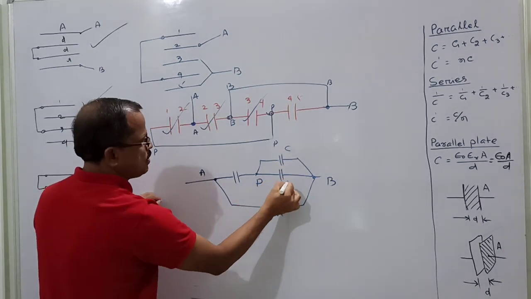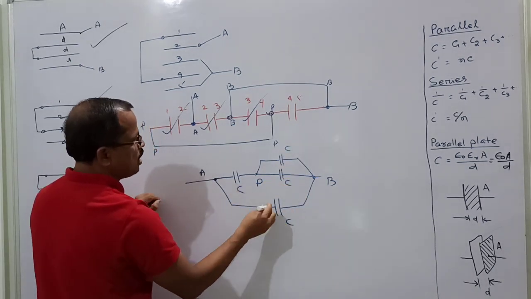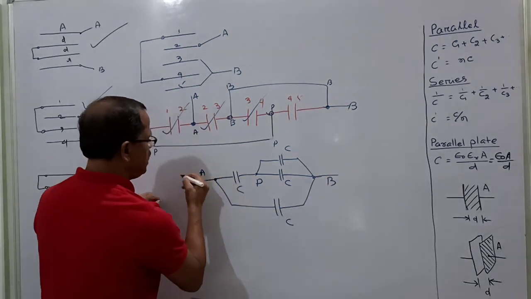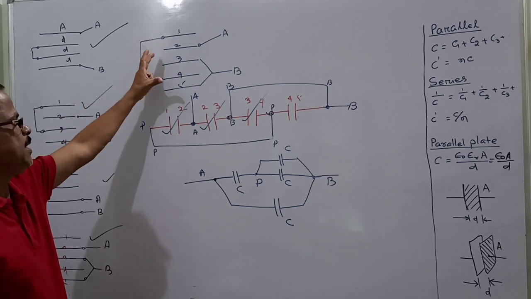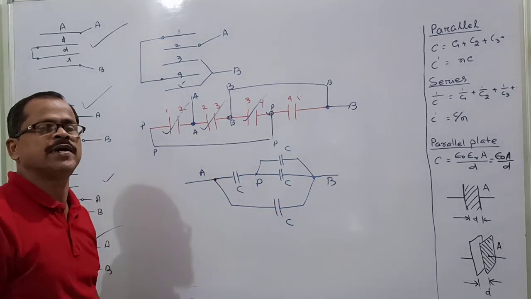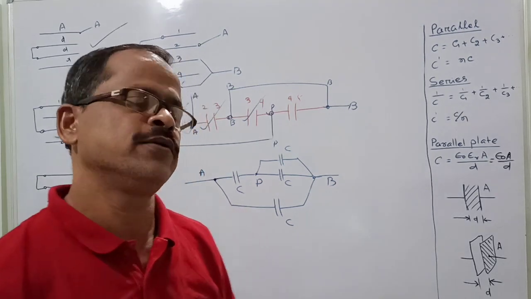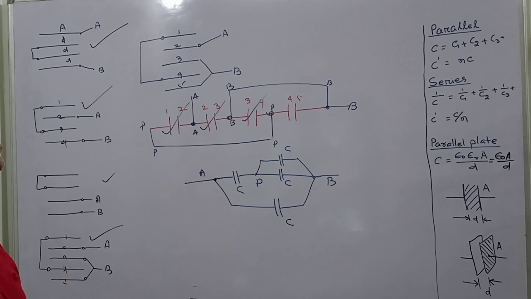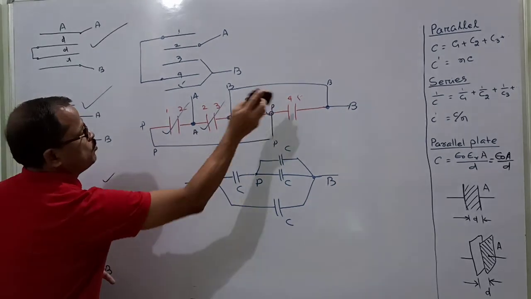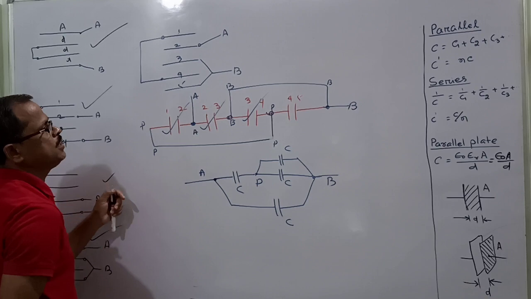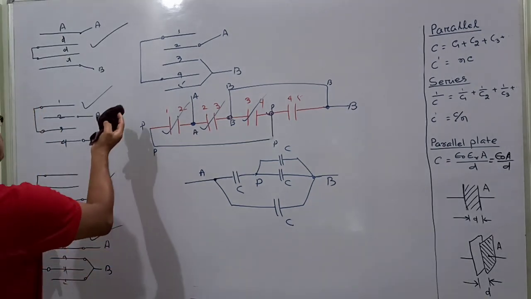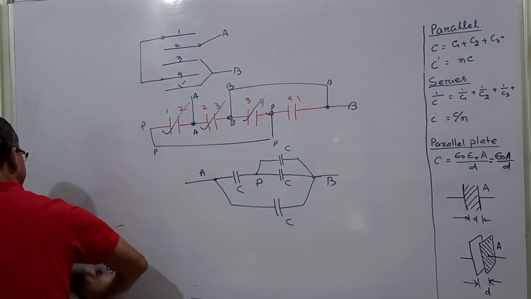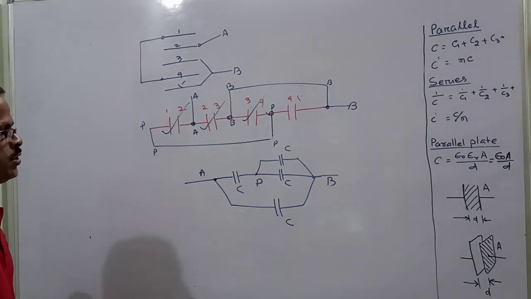Now all capacitors have capacitance C. Now how many capacitors? 1, 2, 3, 4. How many external points are there? A and B. So this system is finally reduced to this one, which is a combination of parallel and series. You know the answer, so now you can get the answer quickly. What is the capacitance of this combination? Look, now this part I am removing. This part is not necessary.